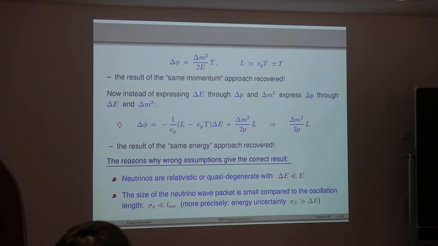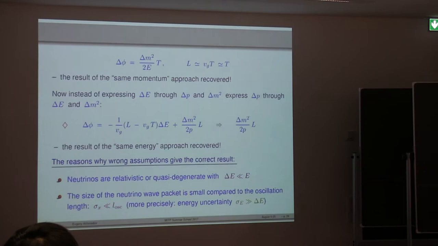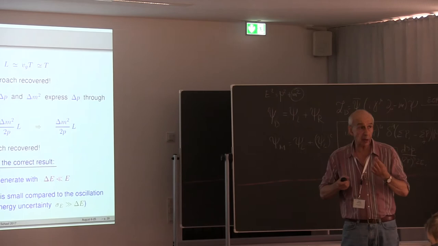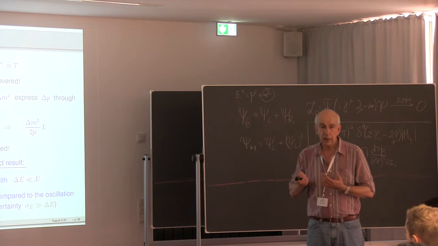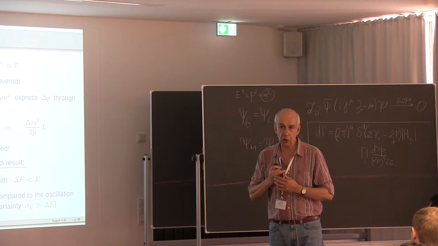And the oscillation lengths, which we are interested in, are macroscopic quantities. We have baselines of neutrino experiments from kilometers to thousands of kilometers. And the condition that the length of the neutrino wave packet is much smaller than the oscillation length is very well satisfied in all cases we know, even though there may be some exceptions if sterile neutrinos exist, if heavy enough sterile neutrinos exist. I may discuss it a little bit later.